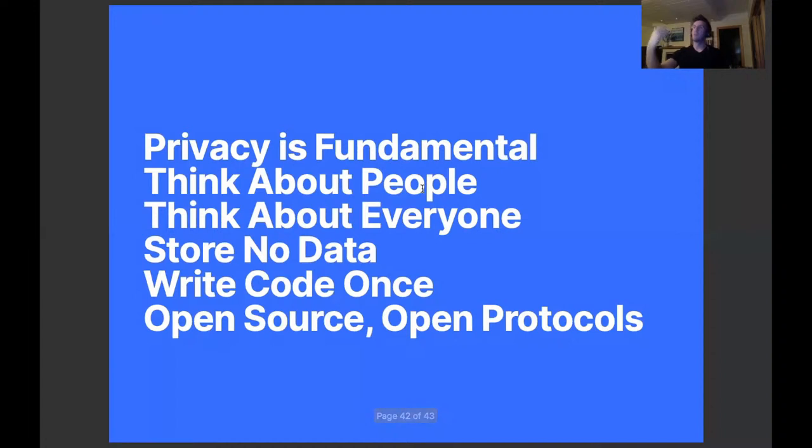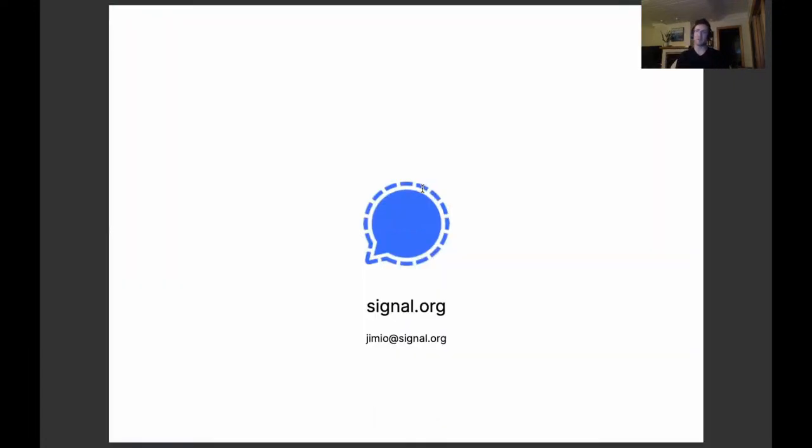So to wrap things up here and aim for hopefully squeezing this all within the 15 minutes I've been allocated, approach the systems that you're designing and running by fundamentally believing that privacy needs to be at the core of everything you build. Think about people and think about everyone. Store as little data as possible. Encrypt everything you can. And then operate in the open. And I will invite you to join us in doing so as well.